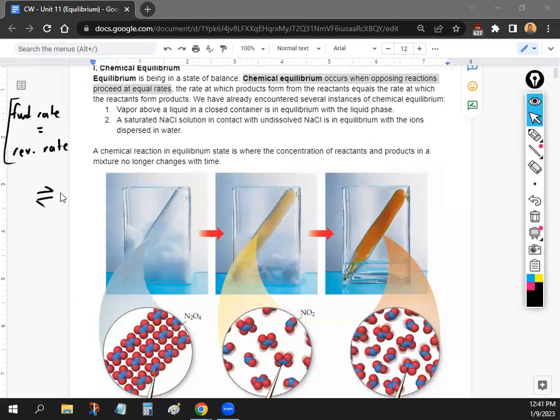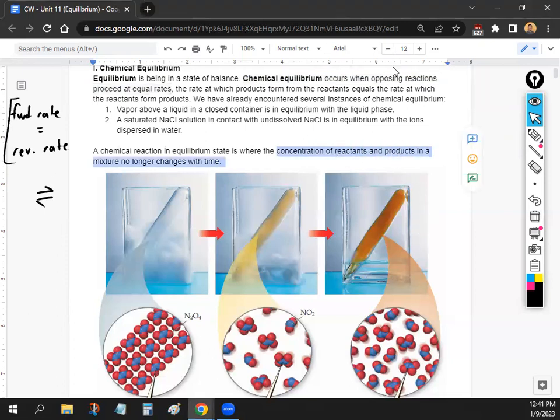Basically, what it means is that the concentration of the reactants and products don't change over time.